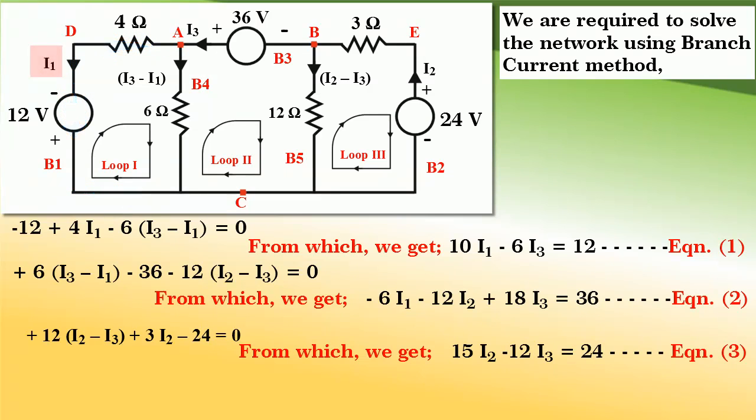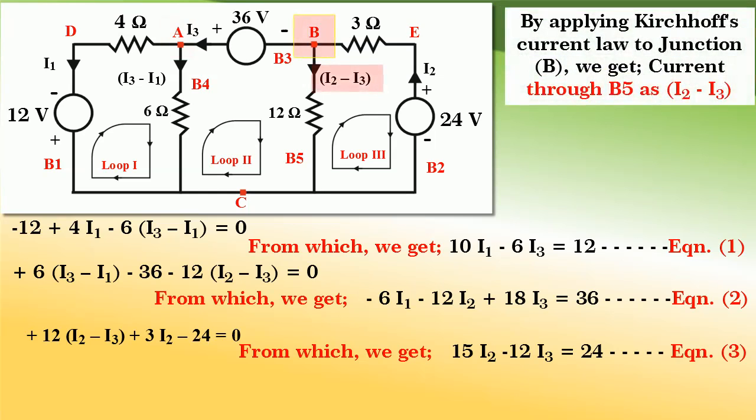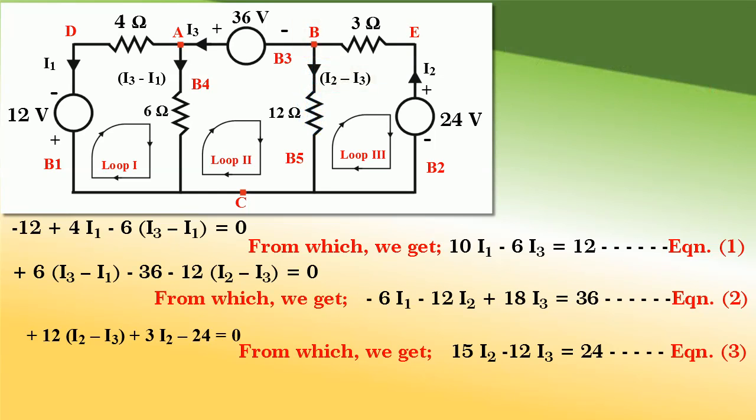Friends, because we are required to solve the network using branch current method, let's assume the current flowing through the branch 1 as I1 and branch 2 as I2 and branch 3 as I3 as shown in figure. By applying Kirchhoff's current law to junction node A, we get current flowing through the branch 4 as I3 minus I1 and current flowing through the branch 5 as I2 minus I3.